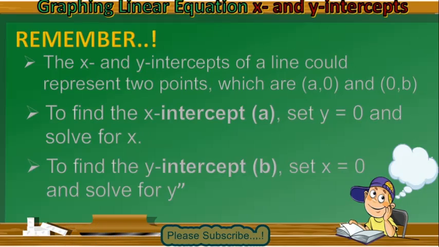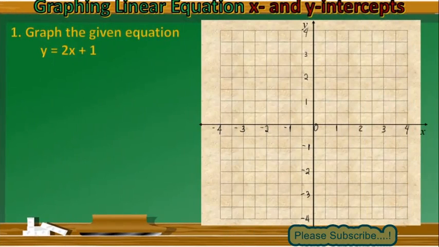Okay, to understand this, let's solve this equation. Graph the given equation y equals 2x plus 1. Using the x and y-intercepts, we first find our y-intercept. To find the y-intercept, we set x equal to 0. Then solve the equation. If x is 0, then y equals 2 times 0, plus 1. This is 0 plus 1, so therefore our y is 1. The coordinate for the y-intercept is 0 for x, 1 for y.